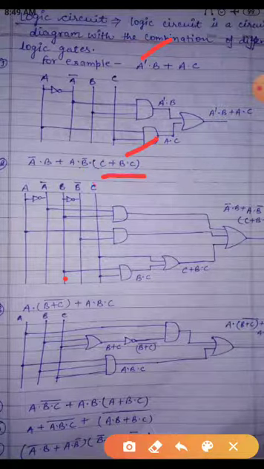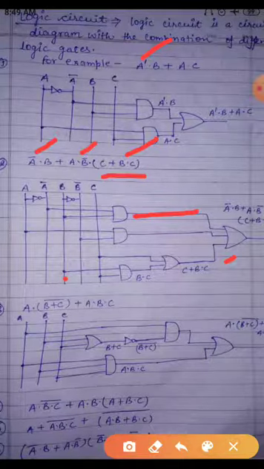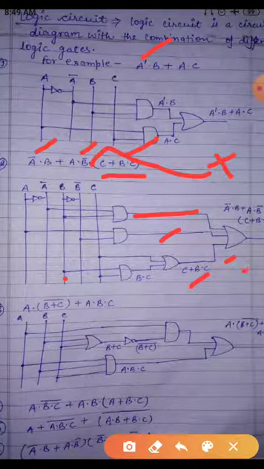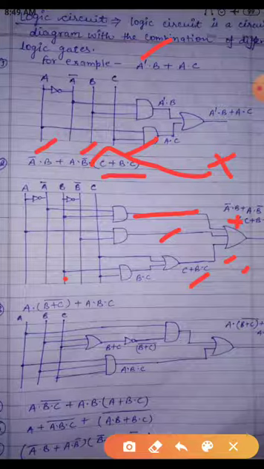So all you will connect with what? OR gate, because all of these are plus. Please pay attention. Here you write plus, so all you connect with the OR gate. Now come to the third example.